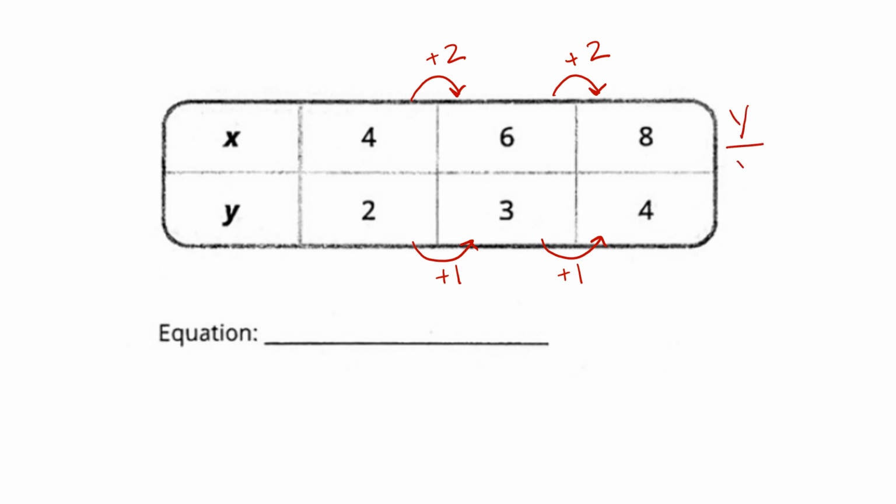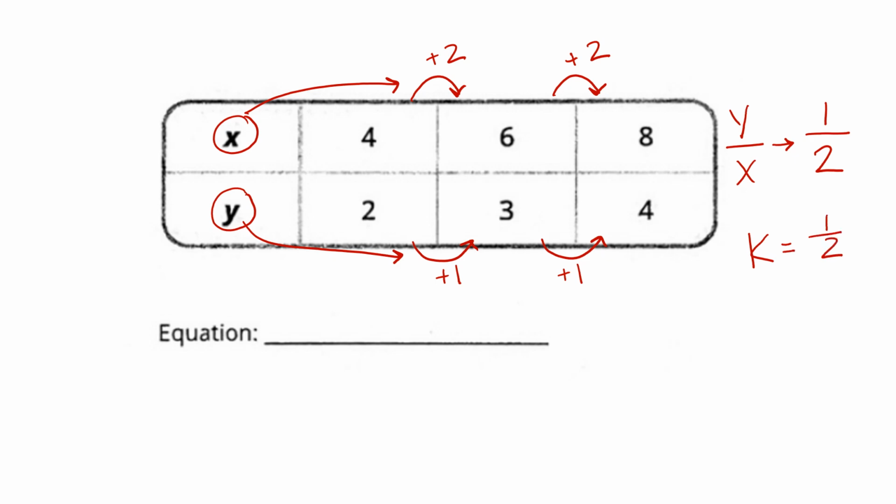We set up our unit rate as a fraction, y over x. Our y value is going up by positive 1. Our x value is going up by positive 2. And then we would divide our numbers. 1 divided by 2 gives us a constant of proportionality of 1/2. You could also put 0.5. We take that answer and put it into the equation y equals kx, and so our equation is y equals 1/2 x.